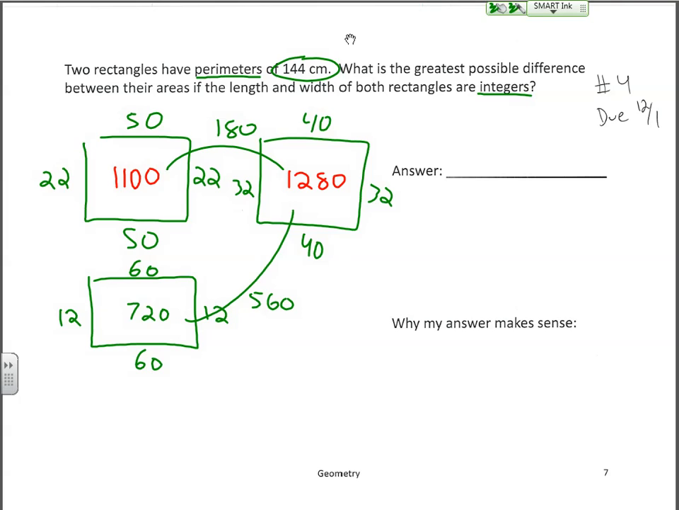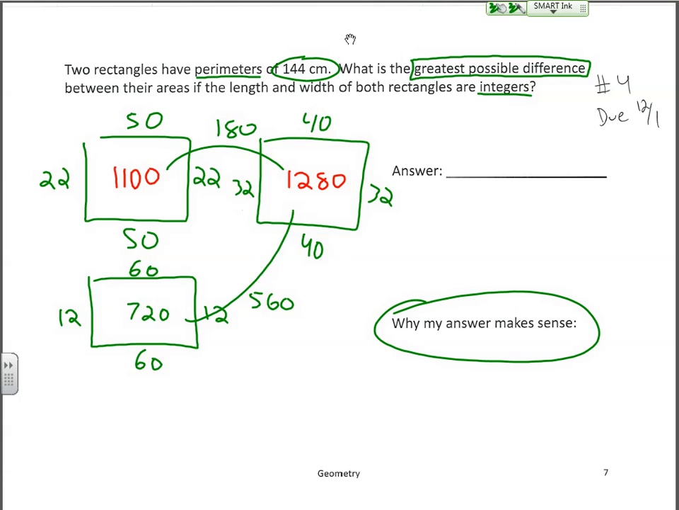And you're looking for the greatest possible difference. So that's how you want to approach this. Play with the length and the width a little bit, see what happens, and then maybe form a conjecture. If I do this, then this is going to happen, with your goal of getting the greatest possible difference. Don't forget to answer the "Why my answer makes sense" section here. I've got to see the work or an explanation as to why you got the answer and why it makes sense.